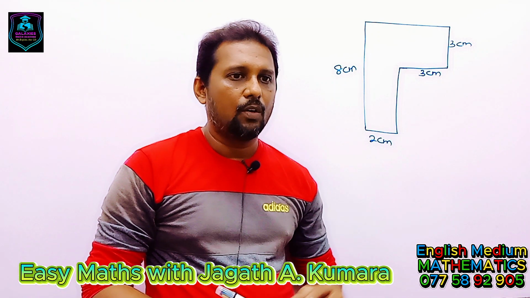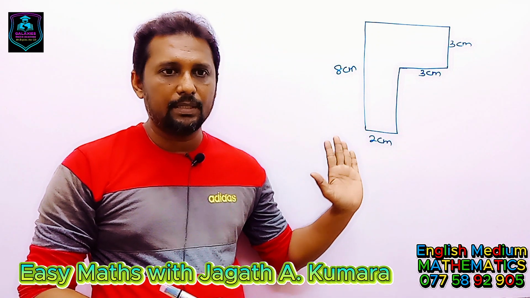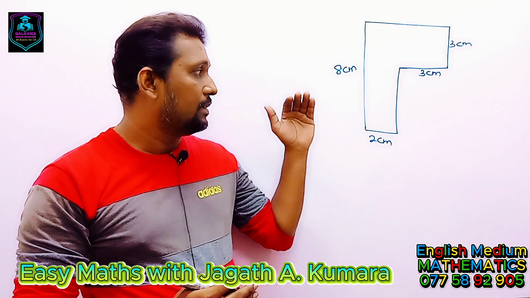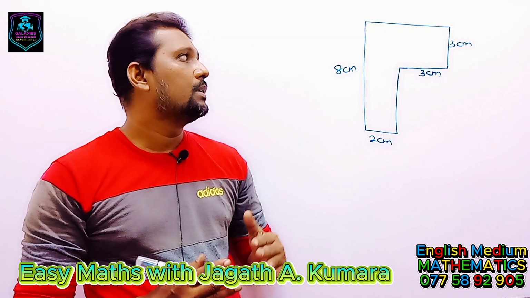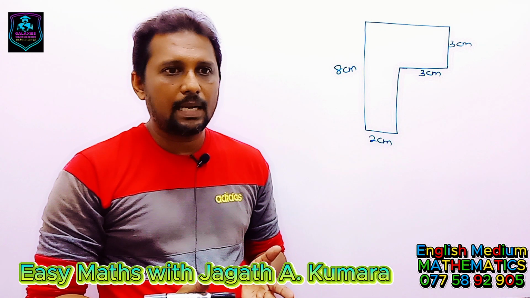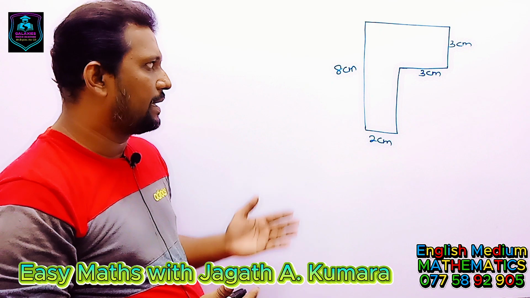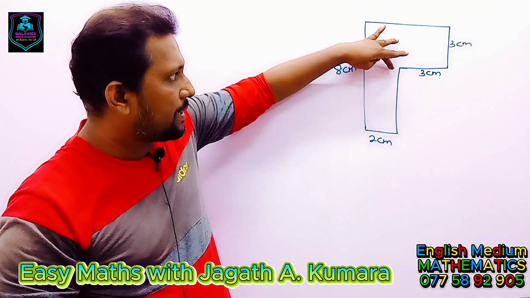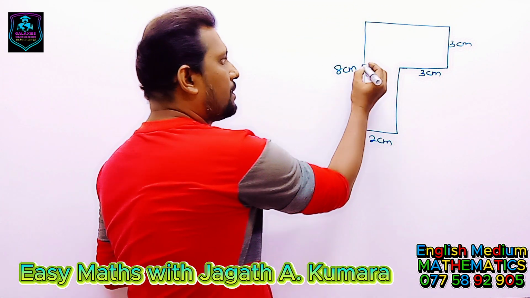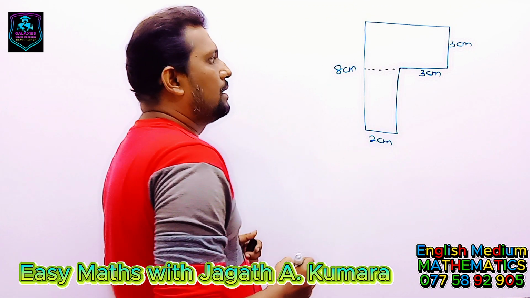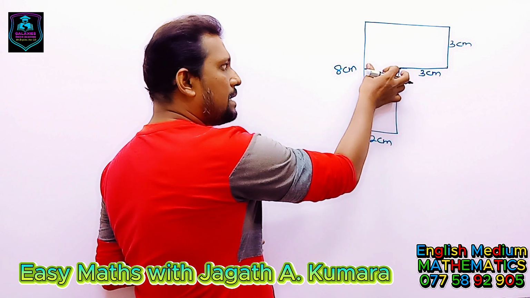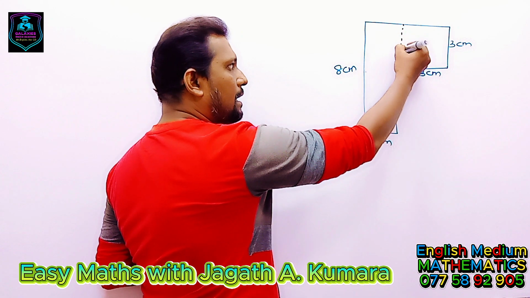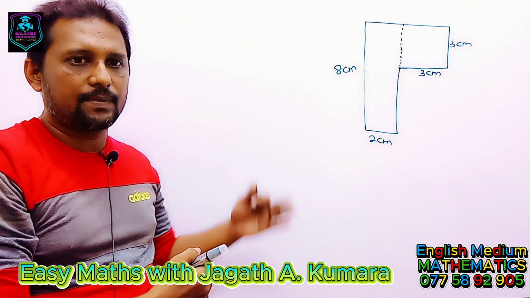Area of this composite figure, right? What you have to do, first you have to separate this composite figure into squares or areas, right? There are two methods you can use to separate this diagram. First, if you want, you can separate like this. Then also if you want, you can separate this diagram like this, right? I will use this method for this question.